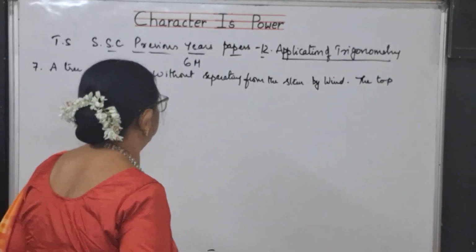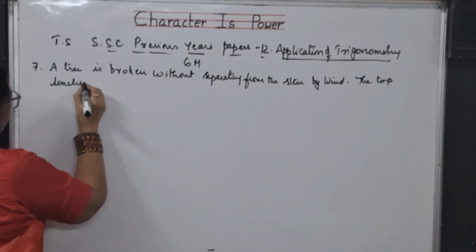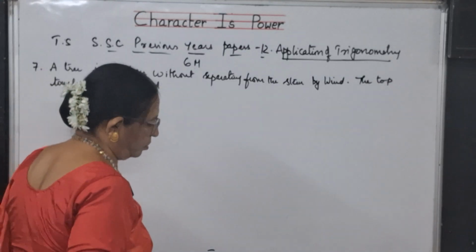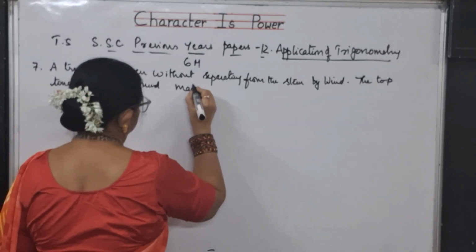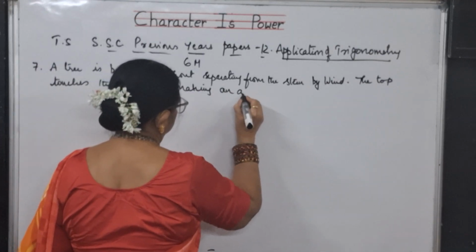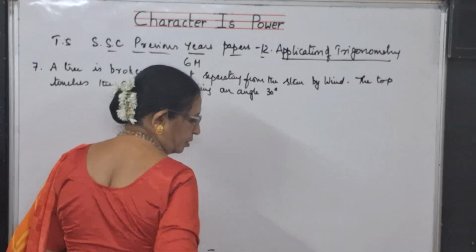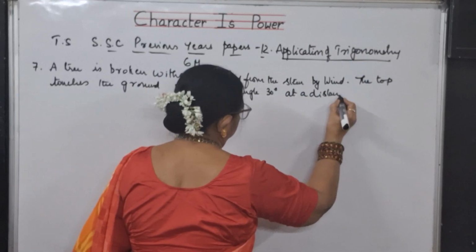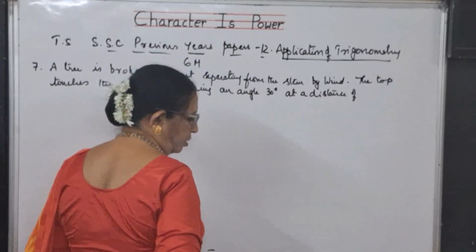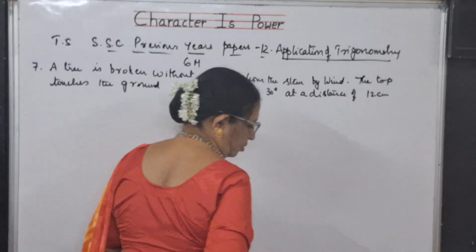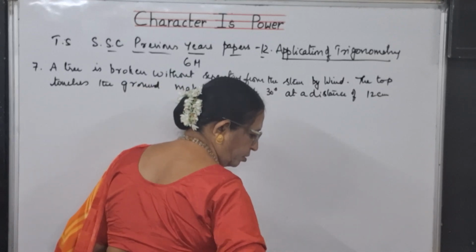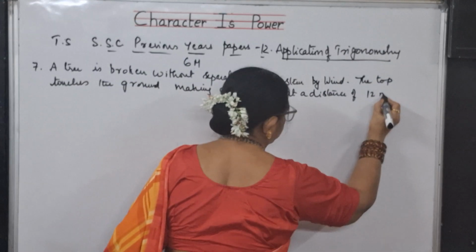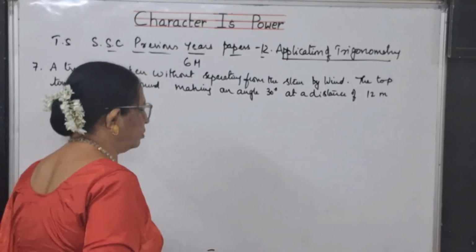The top touches the ground, making an angle of 30 degrees at a distance of 12 meters from the foot of the tree. It should be 12 meters, children, not centimeters.